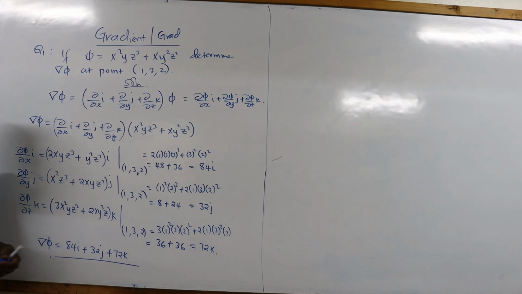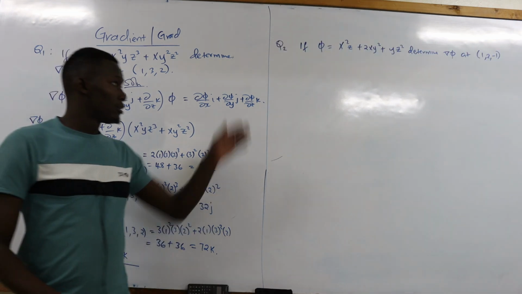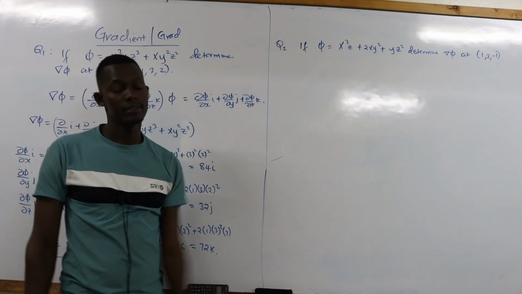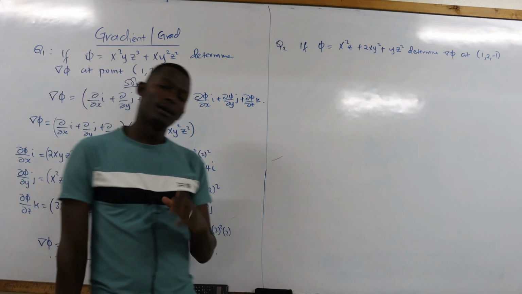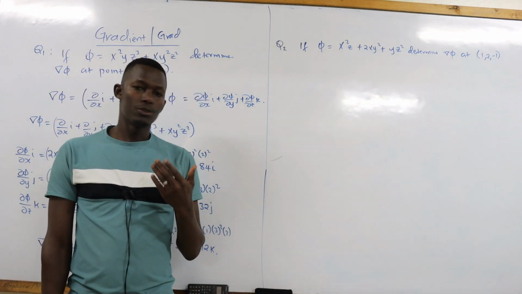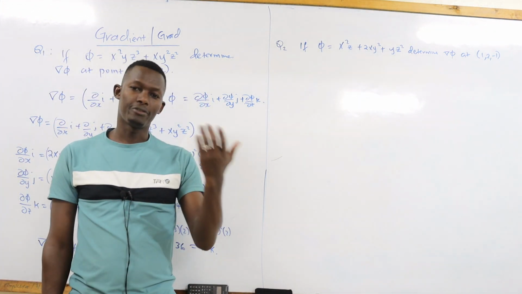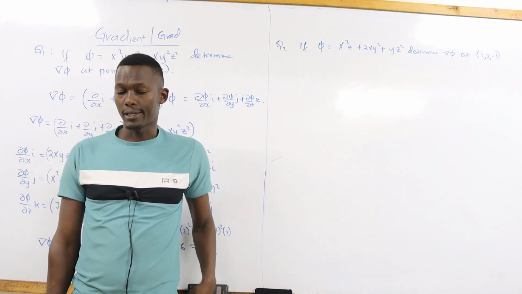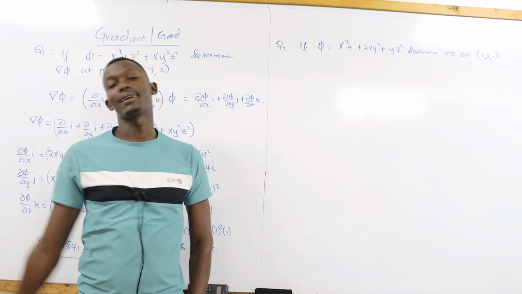So let's check a second example. We have our second example, given phi is given by that. Now remember, again, you don't have to be using phi always. And so remember, a function can be given in any other letter. These are just Greek letters.